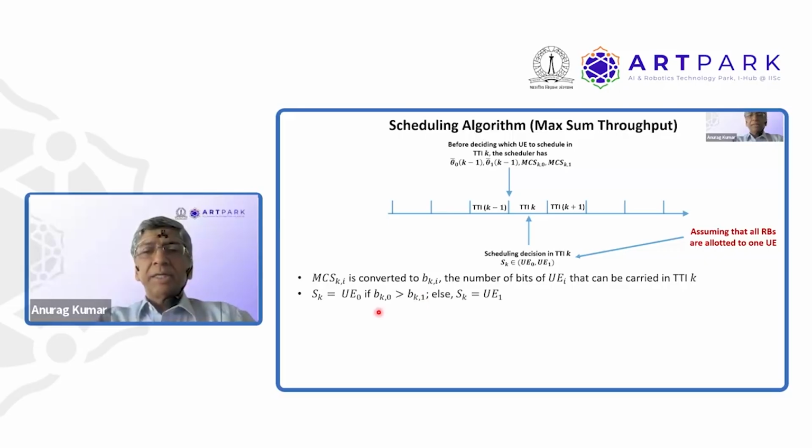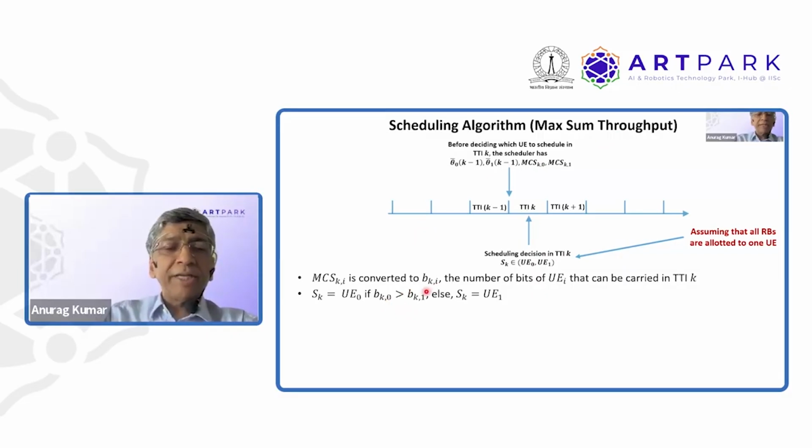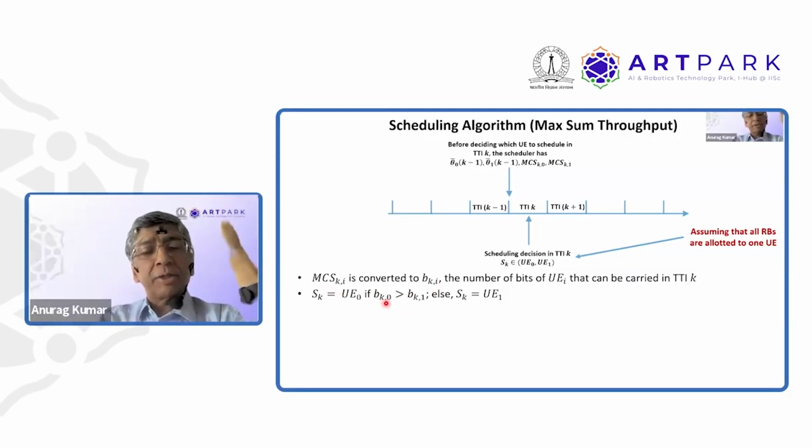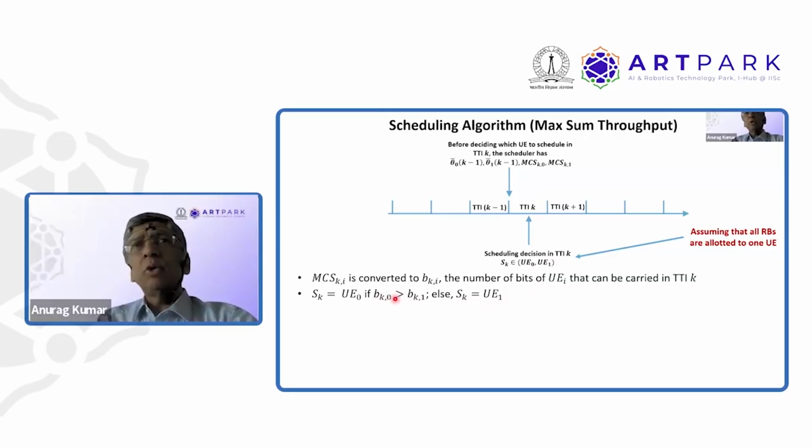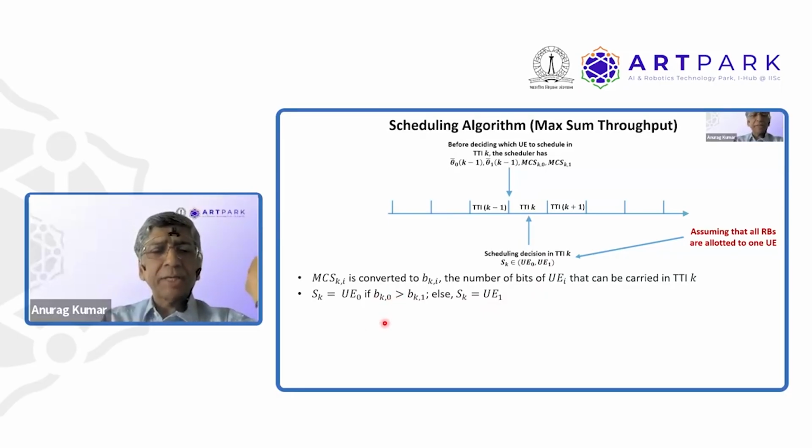Now, this is the maximum sum throughput scheduler. It is very simple. There are two users. You found that the MCSs give bits b_k0 and b_k1. If b_k0 is more than b_k1, schedule UE0. If b_k0 is less than b_k1, schedule UE1. Equality you can break by scheduling the lower index user.